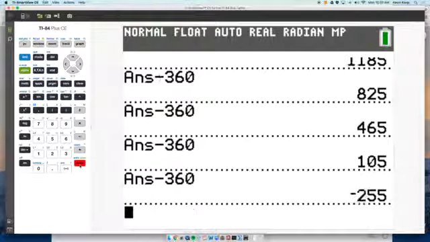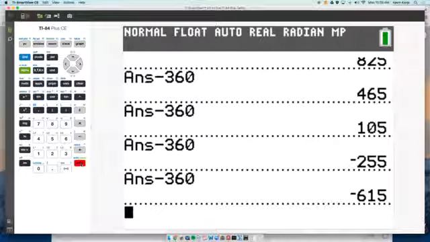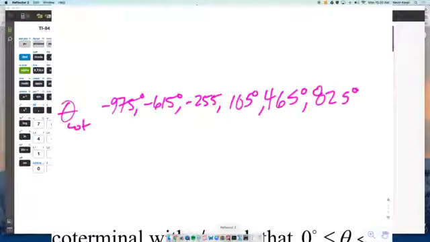It's greater than negative 1,000. Negative 255, write it down. It's greater than negative 1,000. Hit enter again. Negative 615, write it down. It's greater than negative 1,000. One more time. Negative 975, that's greater than negative 1,000. If you hit it again, you're less than negative 1,000. So once you write all those down, and I wrote them in increasing order, here's your answer. The coterminal angles to 465, all of them, between negative 1,000 and 1,000, are these 1, 2, 3, 4, 5, 6 angles. And notice the angle itself is in the list, right?